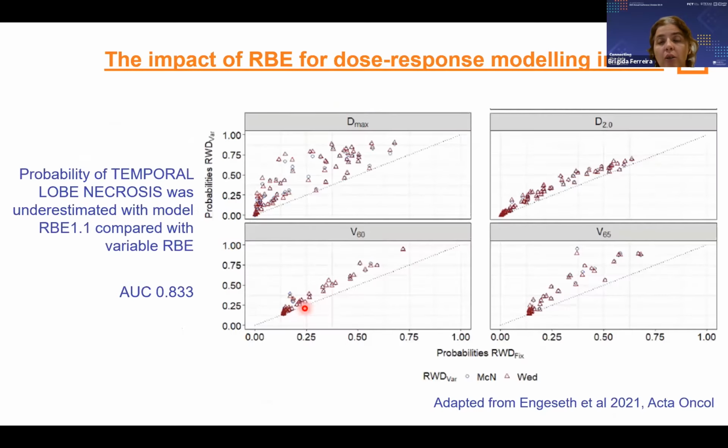So what are the consequences of this for dose response modeling? Here, this represents the RBE of 1.1, and here the probabilities when you consider a variable RBE. You see that the probability of temporal lobe necrosis was drastically underestimated when we used an RBE of 1.1, independently of the dosimetric or volumetric parameter that you are using.